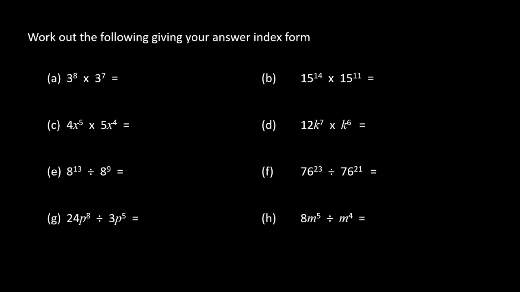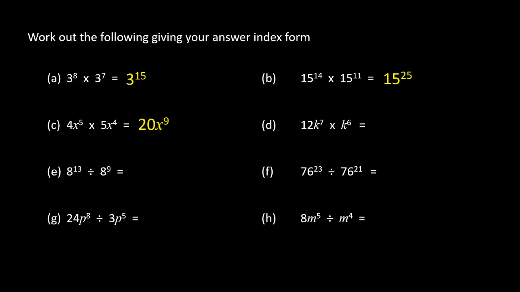So the first two, A and B, we're just doing simple multiplications with our rules of indices. So we've got 3 to the power of 8 plus 7 is 15. And then B, we've got 15 to the power of 25. We've got numbers and powers and letters for C and D. So 4 times 5 is 20 for C, x to the power of 9. And D, well, there's a little trick there really.